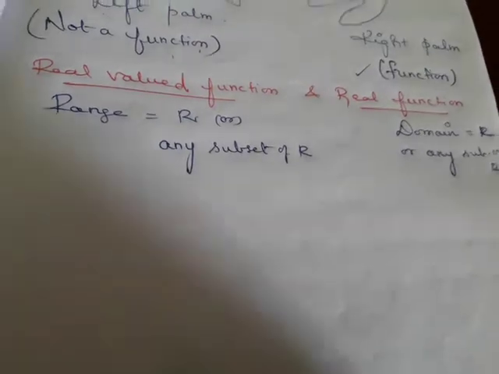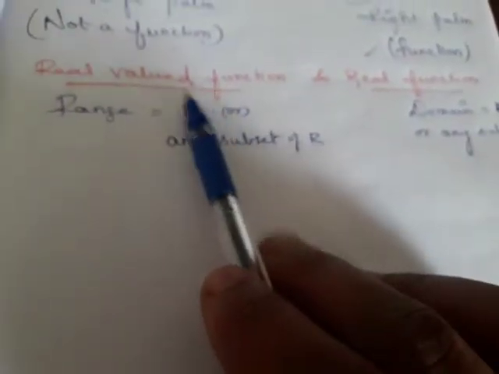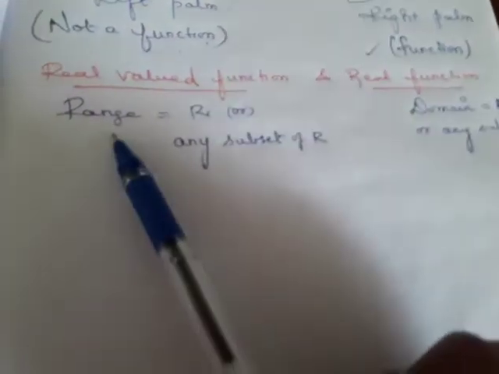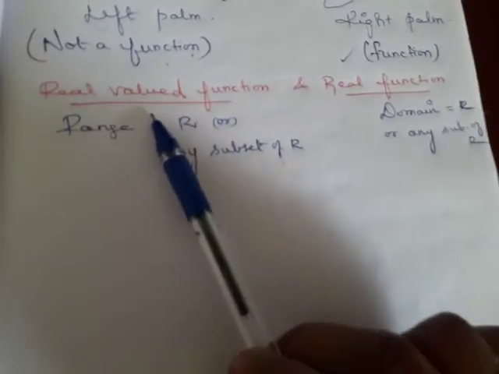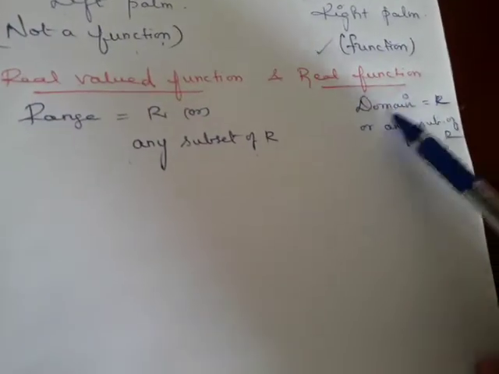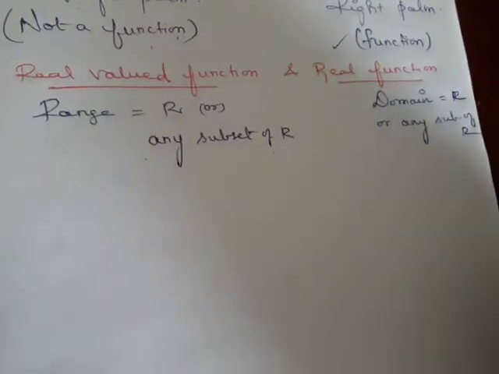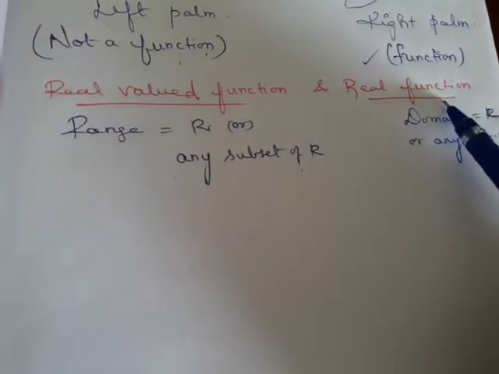Next we will see what is a real valued function and a real function. From the name itself we can say real valued, in the sense the answers are to be real numbers. If the range is real numbers or any subset of real numbers, then it is called a real valued function. If the domain is R, real numbers, or any subset of R, then it is called a real function. If the function is defined on real numbers, then it is called a real function.